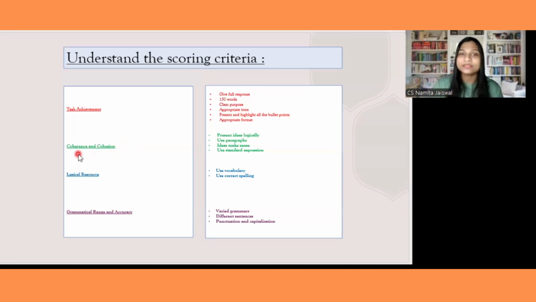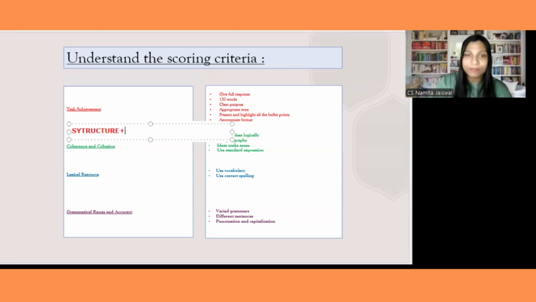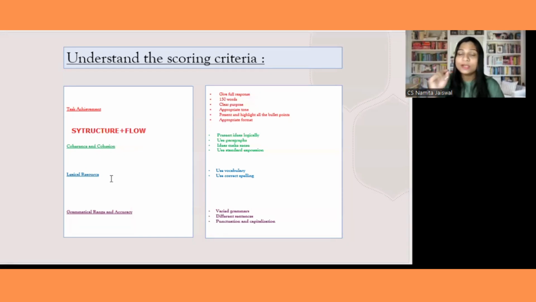The next one is coherence and cohesion. I call this structure and flow. That is how you are dividing your paragraphs and how your paragraphs are flowing from one to another. There should be proper logic behind the scenes.